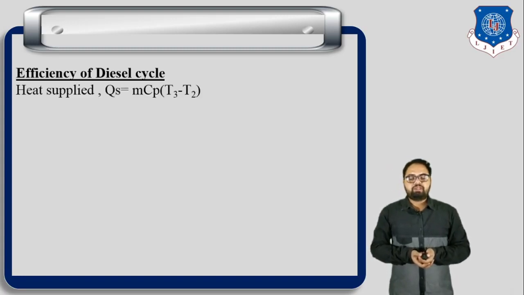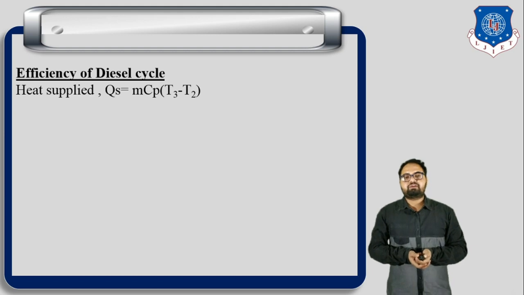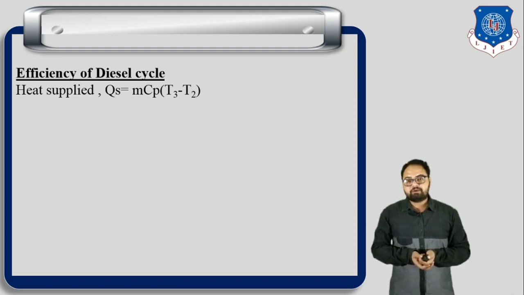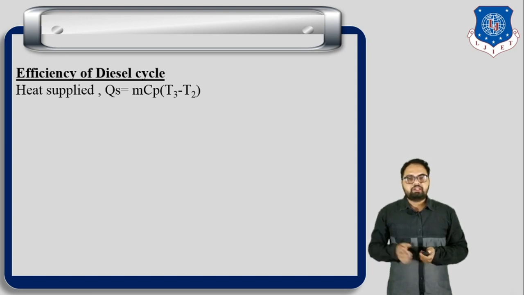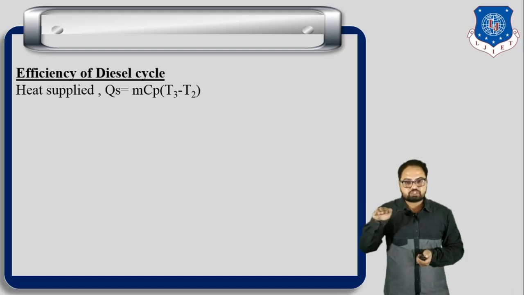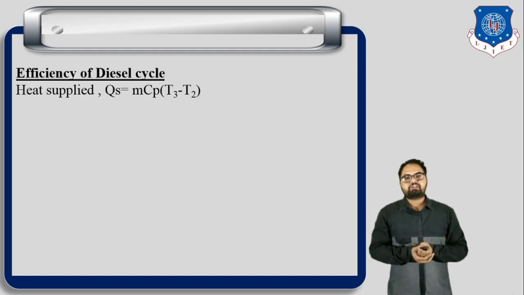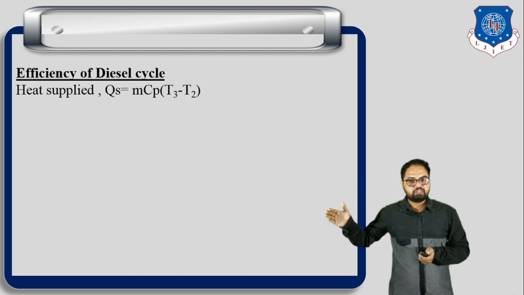So first of all, we have the standard equation that the thermal efficiency eta is equal to net work done divided by heat supplied. Net work done is QS minus QR, divided by QS. So if we have the value of heat supplied as well as heat rejected, then we can easily calculate the thermal efficiency of the diesel cycle. So heat supplied QS: heat supply takes place at constant pressure, so the equation for the heat supplied during the constant pressure process is m Cp (T3 minus T2).